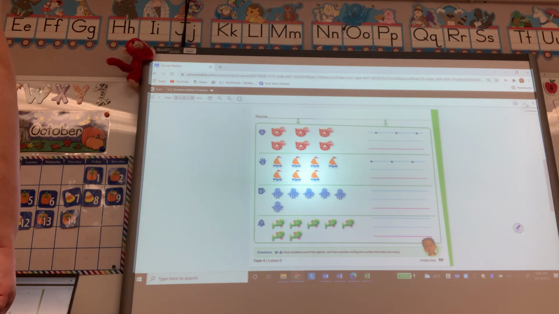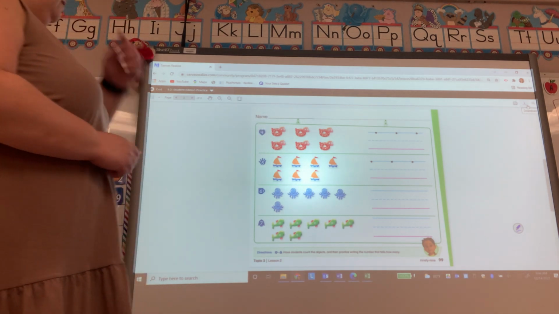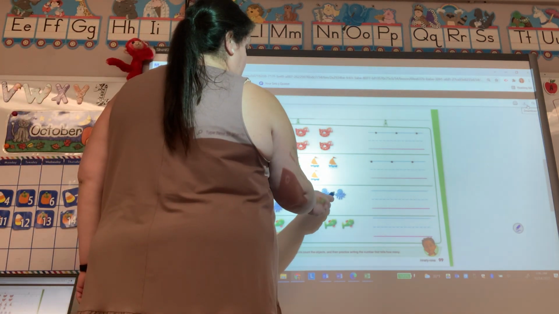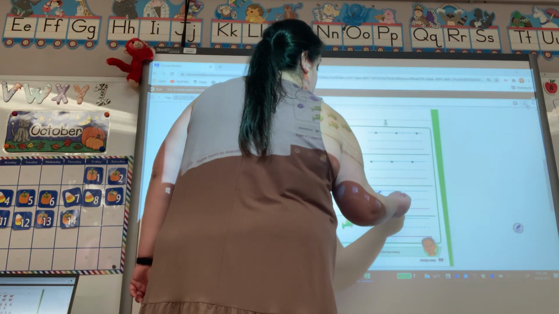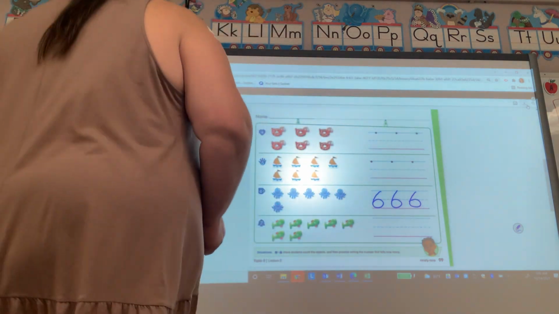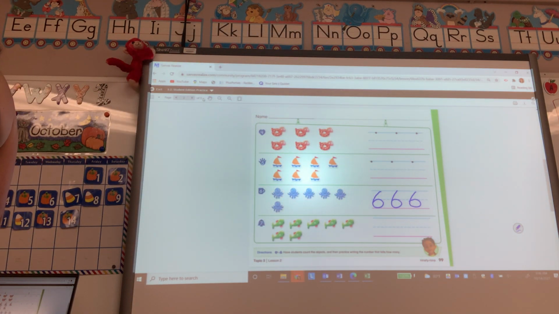All right, I want you to do this page by yourself. Let's do number 6 together, because this one doesn't have the dots. Let's count the jellyfish. 1, 2, 3, 4, 5, 6. Do the other 3 by yourself.